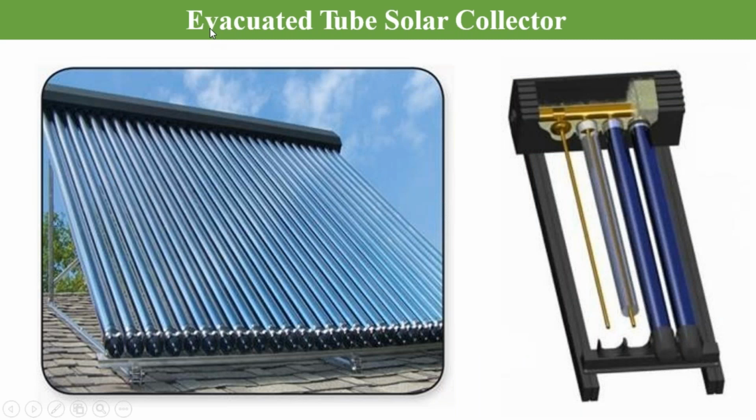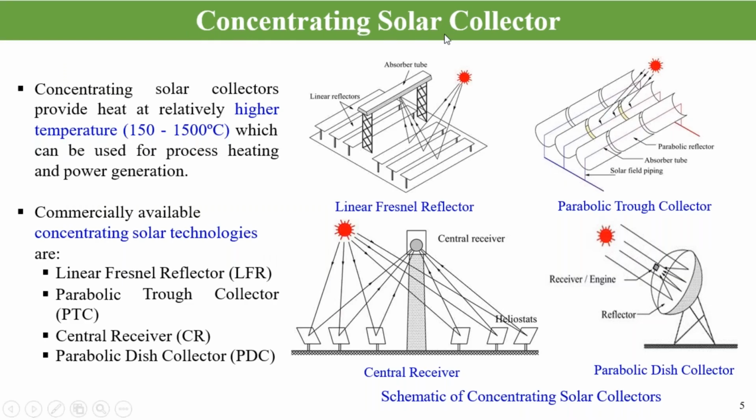Now here we have the evacuated tube solar collector. Here the tubes are evacuated, and the energy falls on this cylindrical tube, and this is more efficient than the flat collector. I will also tell what temperature this flat plate collector and evacuated tube collector can produce. Now here we have the concentrating solar collector.